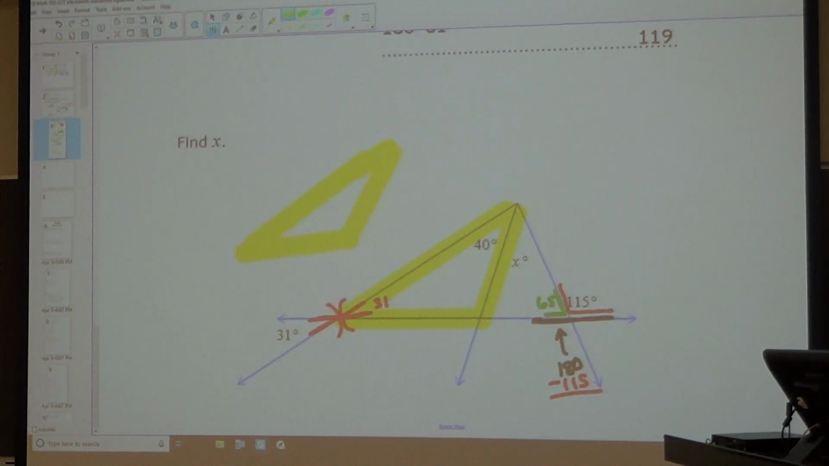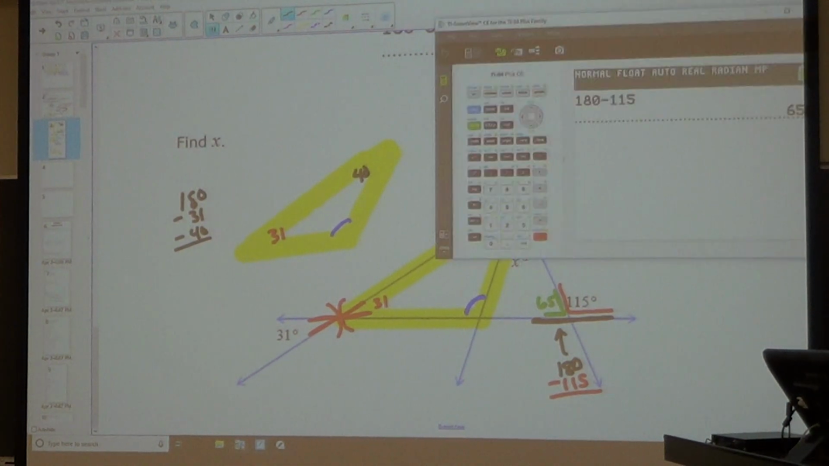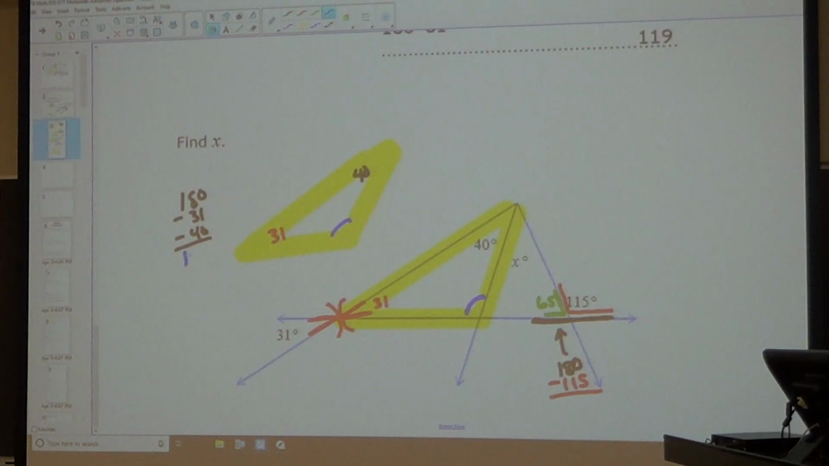I've got a 31, I've got a 40, and I'm headed towards him right there. So I'm going to do 180 minus 31 minus 40. That's going to give me 109 in blue. Okay, I finished up my yellow triangle.